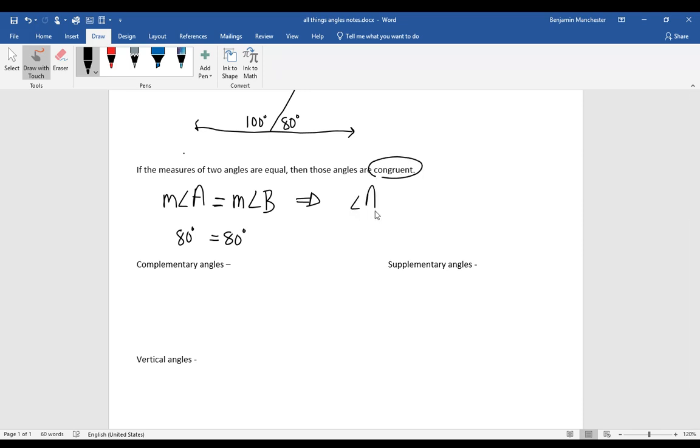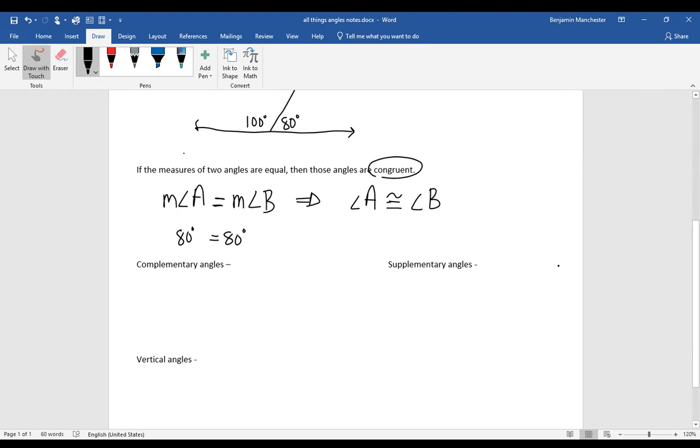So angle A is congruent. Congruent means having the exact same measure or the exact same length. So if we're talking about congruent angles, notice we don't use the little m symbol. m stands for measure. So if we're not talking about the degree, we don't use the m. And if we are talking about the degree, you do use the m. So this is talking about the degree of angle B. This is just talking about angle B itself.